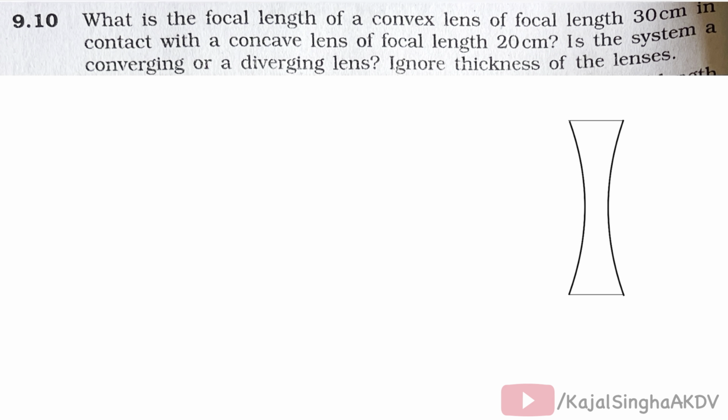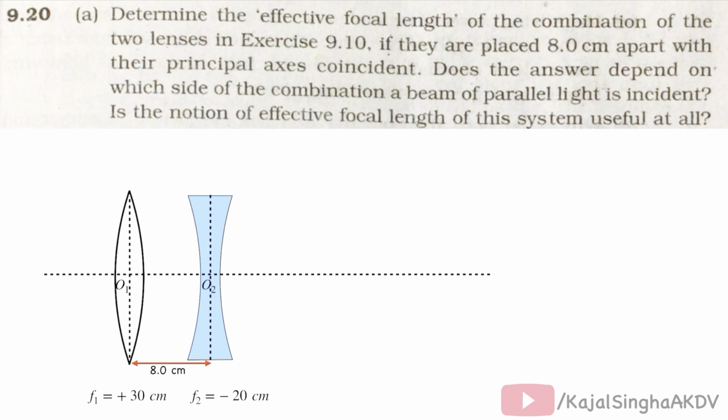In exercise 9.10, two lenses were given, one a convex lens of focal length 30 centimeter and another a concave lens of focal length 20 centimeter. So we take two lenses, one convex lens of focal length 30 centimeter and another concave lens of focal length 20 centimeter, which are separated by a distance of 8 centimeter. Now we have to calculate the effective focal length of this system.